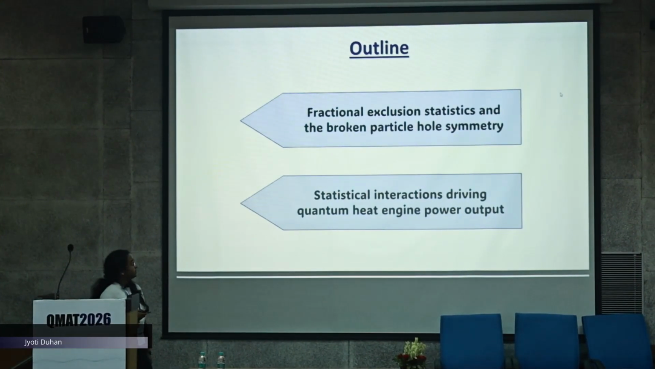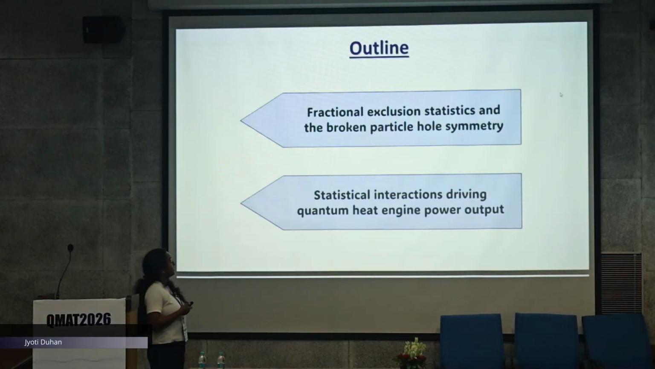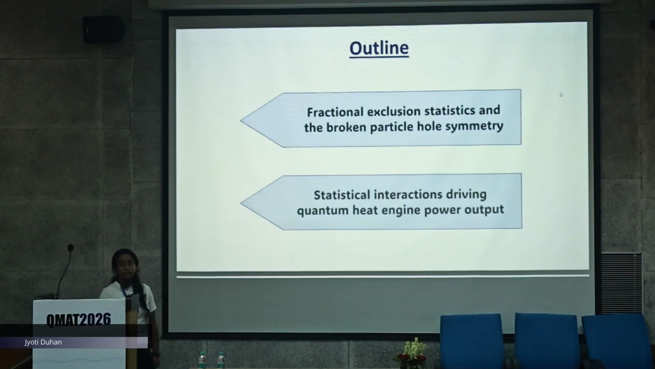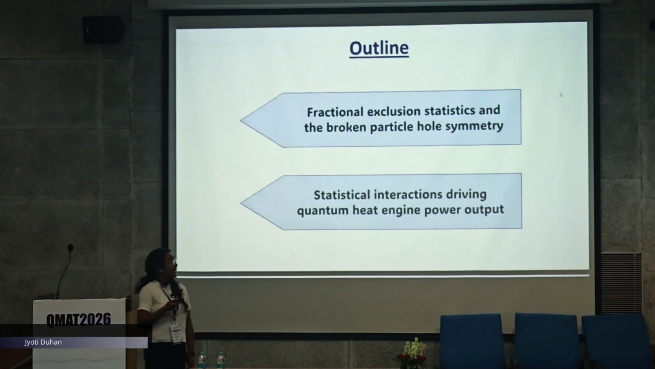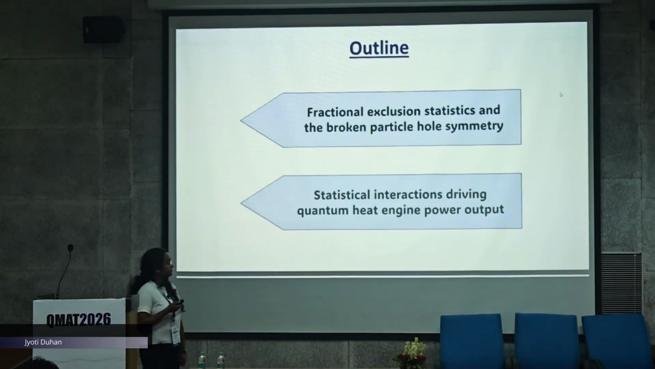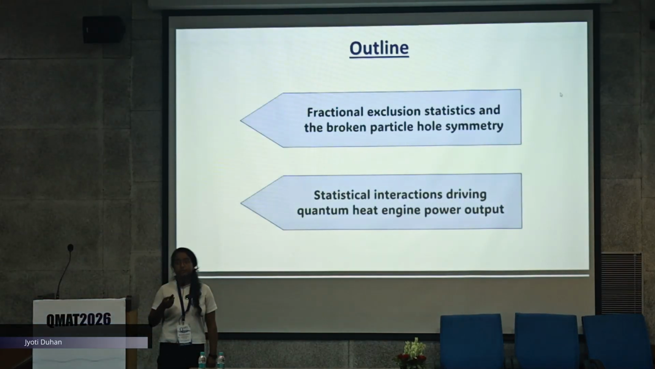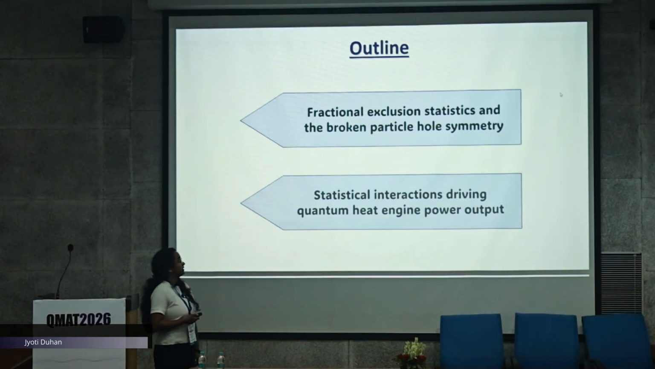This is a brief outline. First, I will introduce the idea of fractional exclusion statistics and explain how it generates particle-hole symmetry breaking, which leads to a thermoelectric effect. And this helps us to exceed the known limit of the maximum power output of a quantum heat engine.